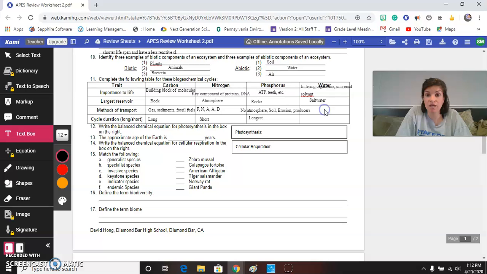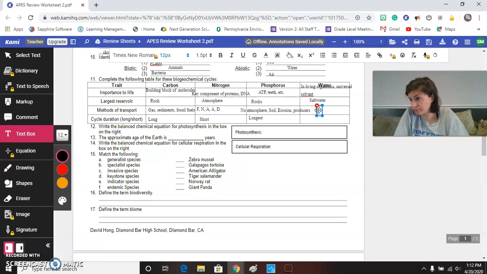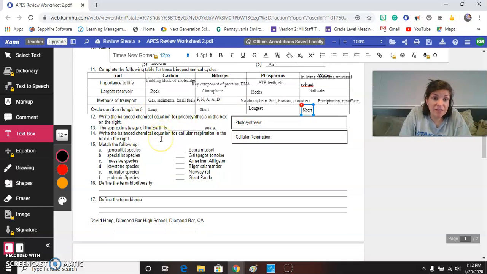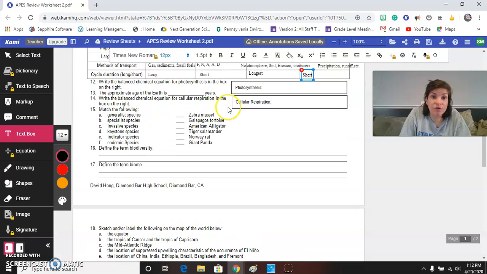All right. You guys know precipitation, runoff, groundwater. You guys know the water cycle. That's how it's transported. And then this is super short again. Doesn't take long for a puddle in your front yard to evaporate. All right, write the balanced equations for photosynthesis in the box on the right.